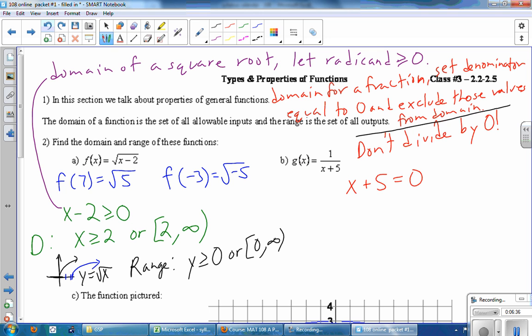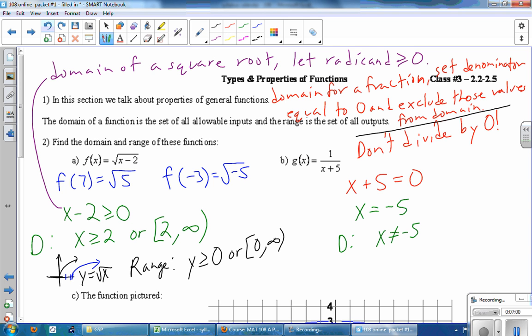Okay, so we solve this equation here for x. We get x equals -5. Is x equals -5 good or bad as far as this function is concerned? It is very bad. If you plug -5 in here for x, on the bottom you will get 0. That's a problem. So -5 is excluded from the domain, and nothing else is excluded from the domain. So the domain is all the x's except for -5.